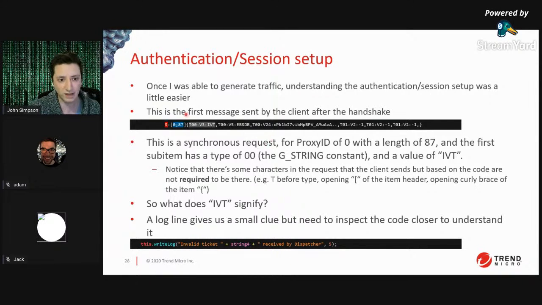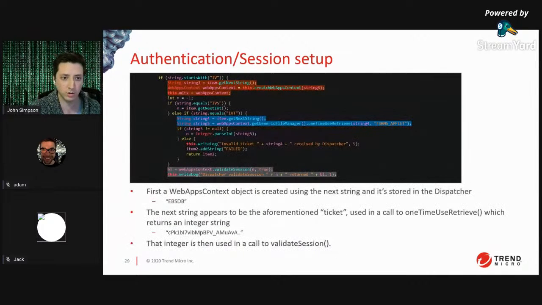So what is this IVT thing that it sends? Well, there's a log line in one of those methods that basically tells us what it is. It says, okay, invalid ticket received by dispatcher. Okay, T maybe stands for ticket. So we've got to inspect the code a little bit further. If that string starts with IV, it expects another string right after. So it does item get next string. In that case, in our request, it's the string EBSDB, which sounds pretty normal.